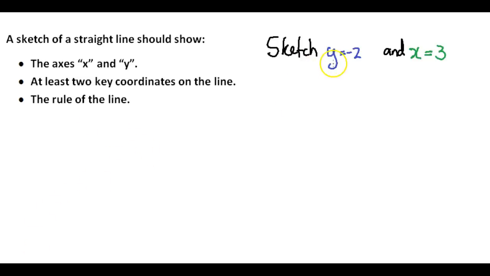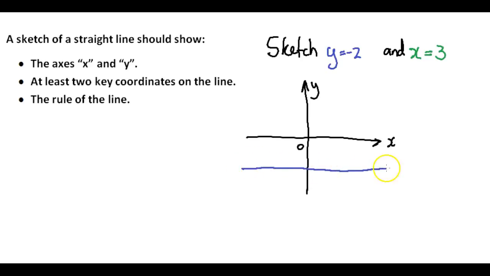We're going to sketch y equals -2 and x equals 3. These are special lines. And so you might remember this line means everywhere on the line y stays -2, so that's going to be a horizontal line. So we sketch our axes, put our line in at y equals -2, a horizontal line.